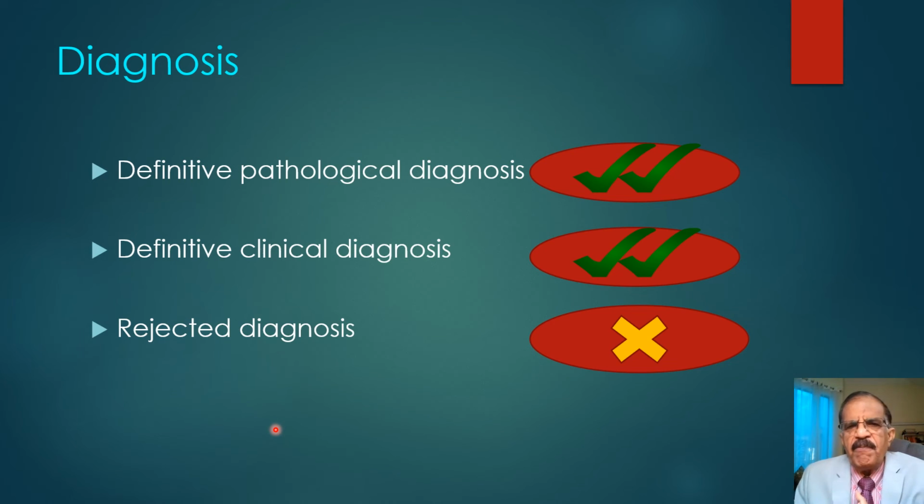And then an extremely important concept, this is a relatively new one, rejected diagnosis. That means we may be pondering if it is endocarditis or not, but something comes up which tells us no, it is not endocarditis. And this is a rejected diagnosis. So whenever you are trying to make a diagnosis of endocarditis, you could have one of these three situations. Now let's discuss what they are.